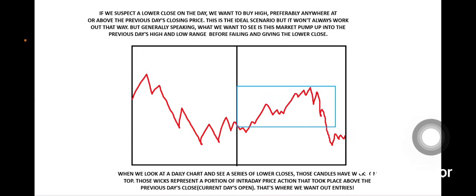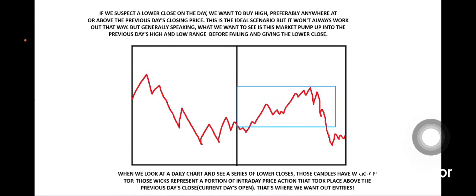So this is where we're going to start off. If we suspect a lower close on the day, we want to buy high, preferably anywhere at or above the previous day's closing price. This is the ideal scenario, but it won't always work out that way. Generally speaking, what we want to see is this market pump up into the previous day's high and low range before failing and giving the lower close.